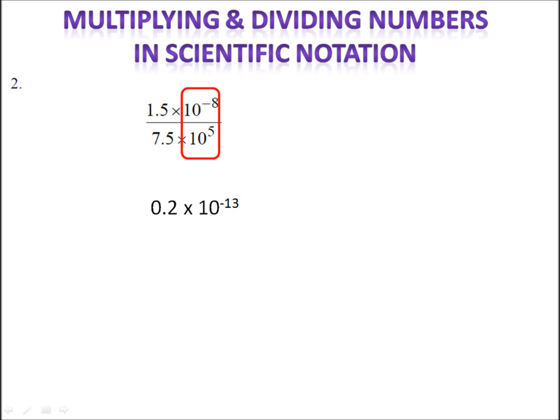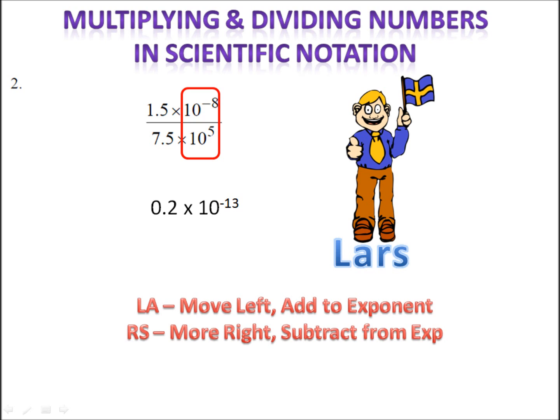Once again, I know what you're thinking. That number's not in proper scientific notation. I have to move my decimal point one place to the right. When I do that, I subtract. Because I moved it one place, I'll subtract 1 from the exponent. Negative 13 minus 1, negative 14. So this quotient, the result from the division, is 2 times 10 to the negative 14.